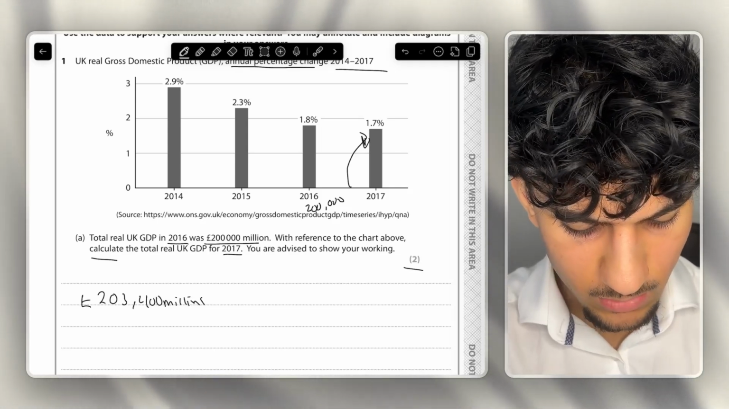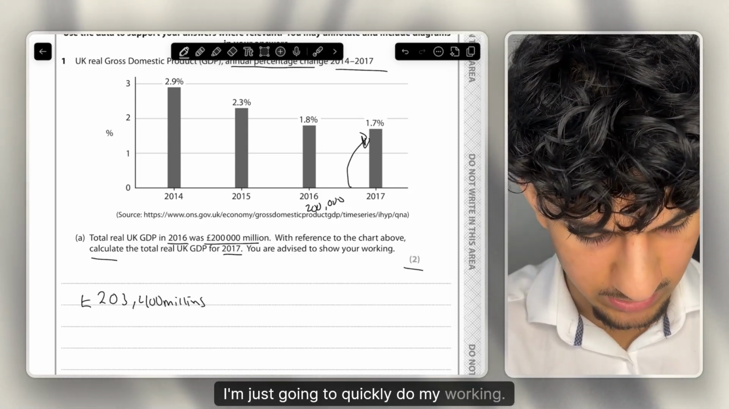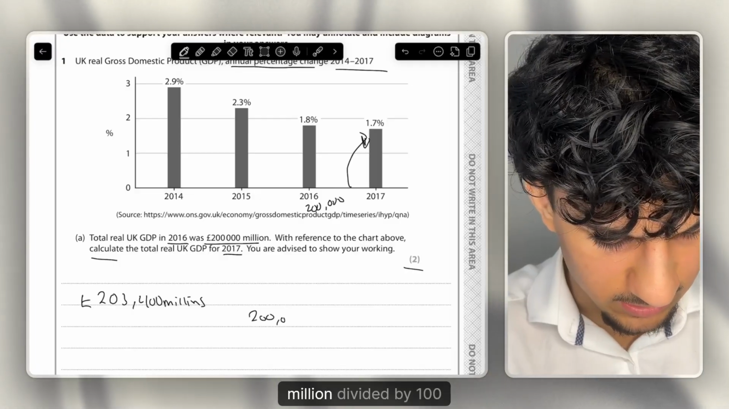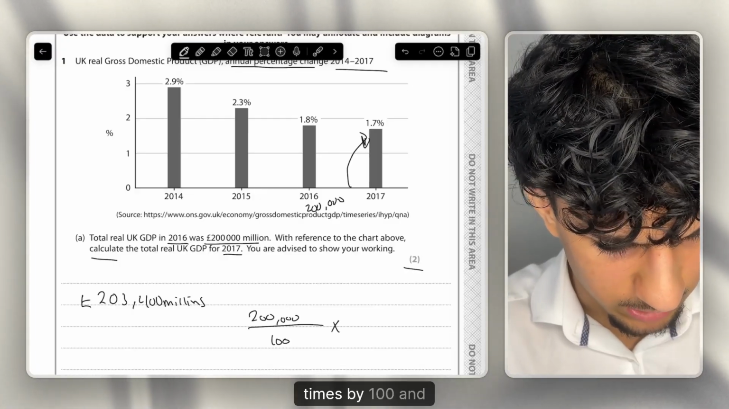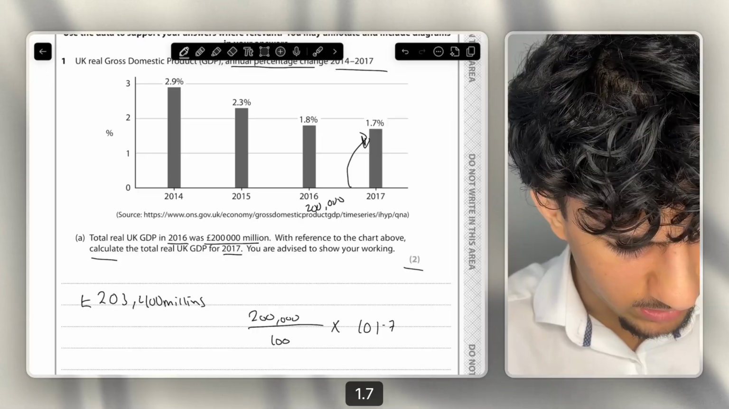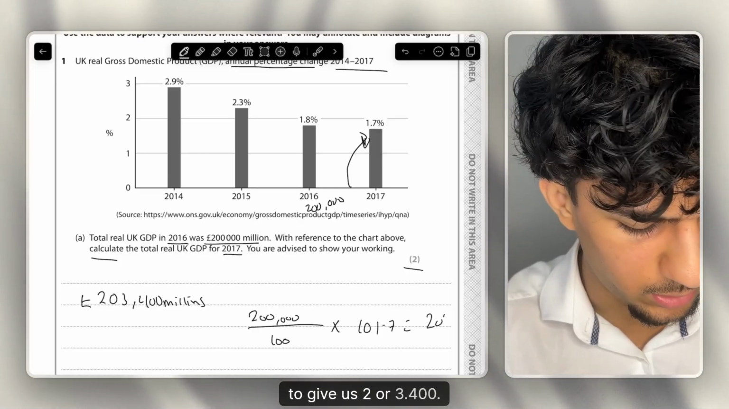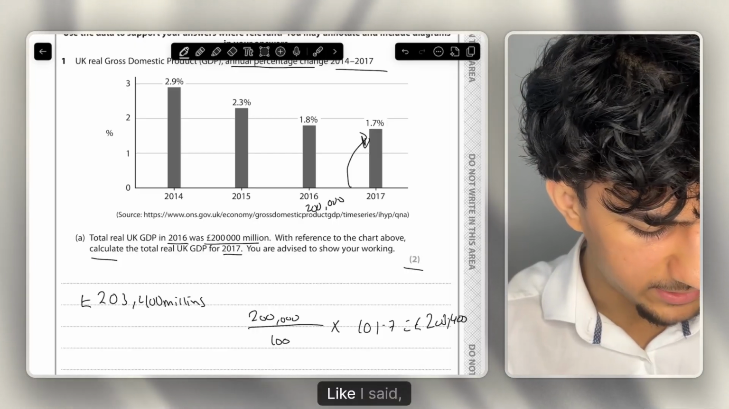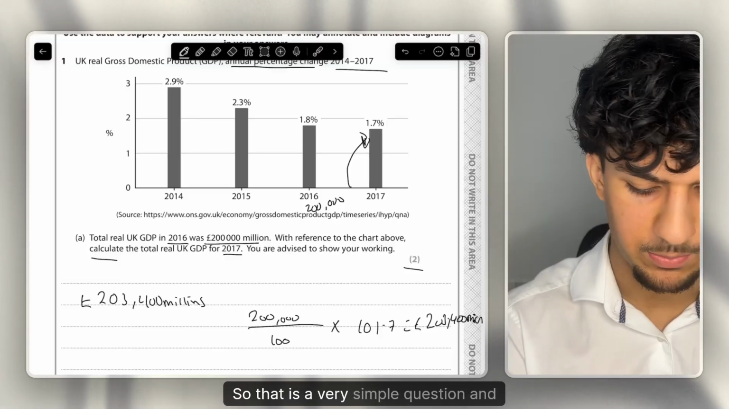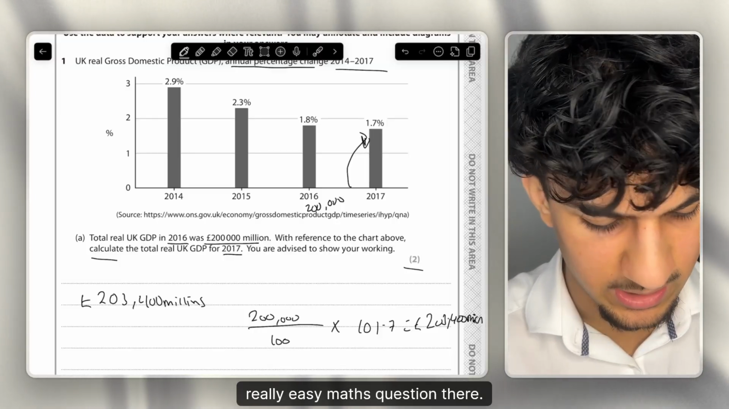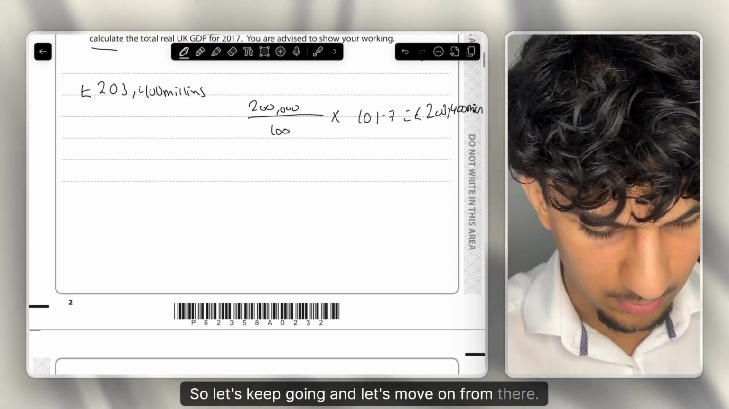But of course, always show your workings. So I'm just going to quickly do my workings. I'm going to do 200 million divided by 100 times 101.7 to give us 203,400, and like I said, it's in millions. So yeah, that is a very simple question and really easy maths question there. So let's keep going and move on from there.